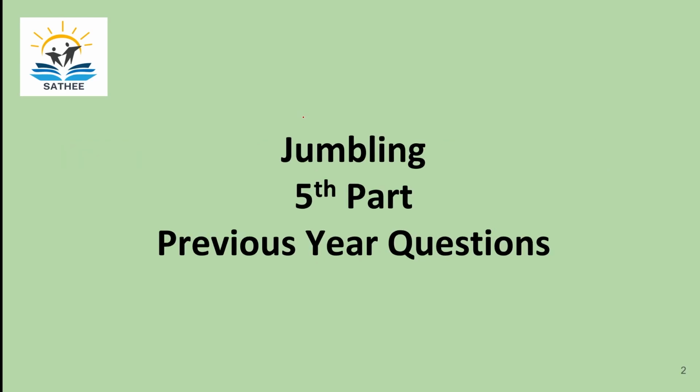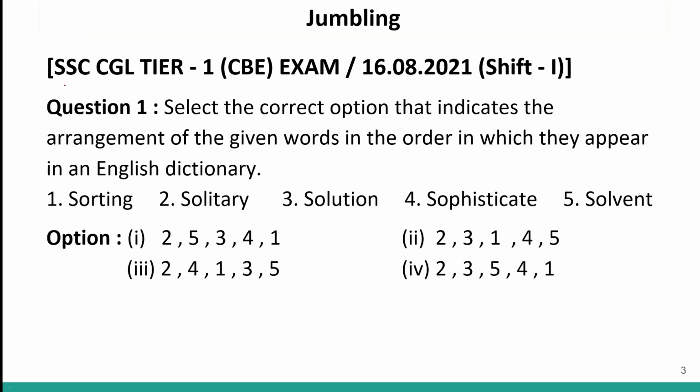In today's lecture, we will discuss some previous year questions that came in your SSC exams for jumbling. Now, the exam name is given for your reference. You can check this out. Question number one. We have to select the correct option that indicates the arrangement of the given words in order in which they appear in English dictionary. So English dictionary basically means alphabetical order, or you can also call it increasing order.